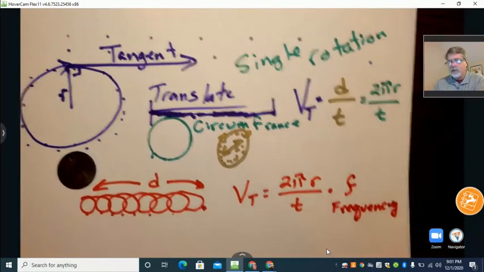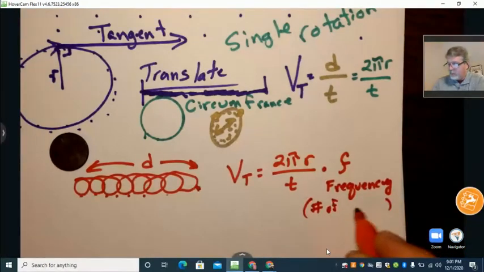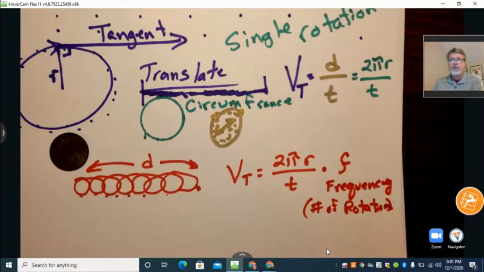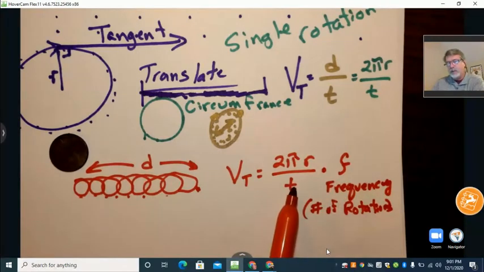So the frequency is simply the number of rotations. How frequently does it rotate? If we know the rotations, how much time it took to rotate, and the radius, we can find the distance, the time, and the tangential velocity.